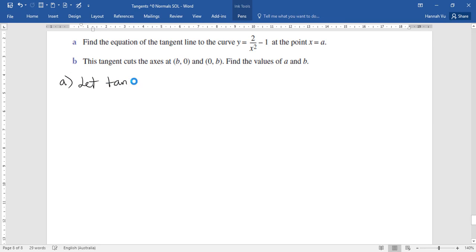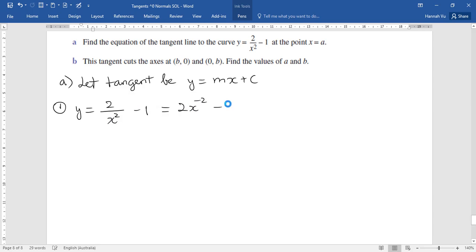Let the tangent be y equals mx plus c, and I'm just going to try to find m and c. So let's start with m. The curve is 2 over x squared minus 1. I'm going to write it as 2x to the power of negative 2 minus 1, just to make it a little bit easier to solve.